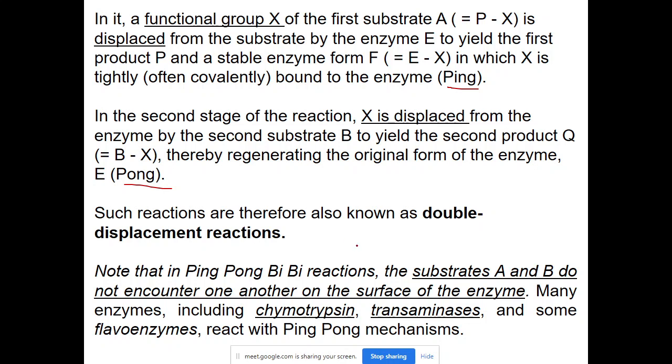So this is called double displacement. Now, note that in the ping pong reaction, substrates A and B do not encounter one another on the surface of the enzyme. Many enzymes like chymotrypsin, transaminases, and flavoenzymes work under this particular mechanism called the ping pong mechanism.